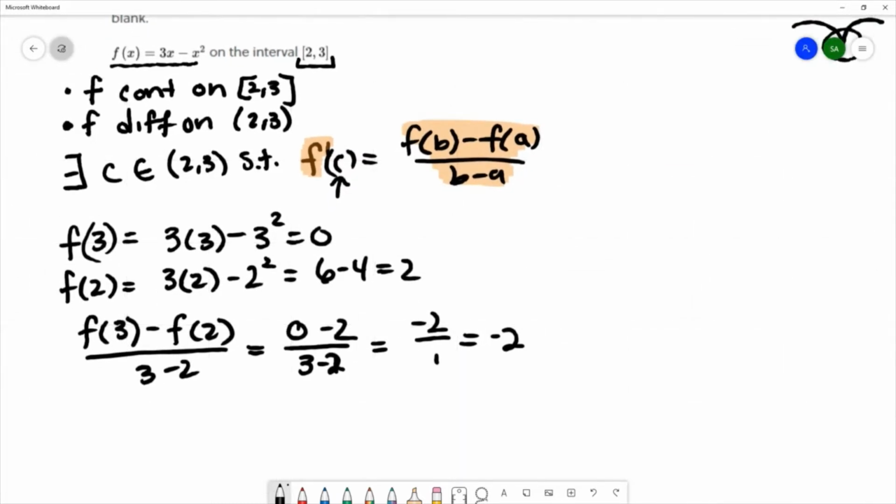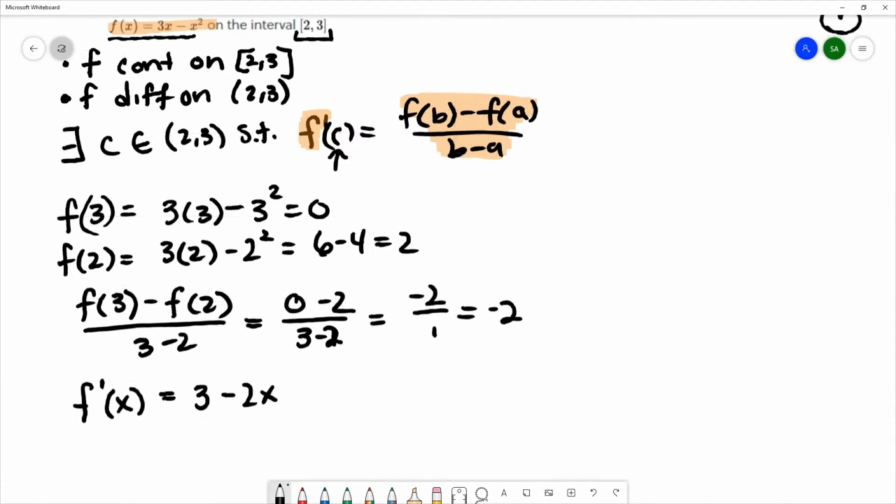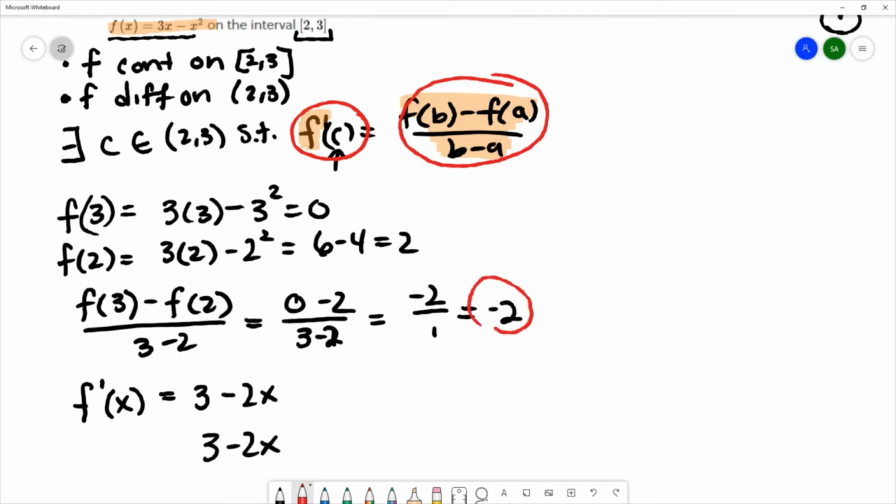So the right-hand side of our statement works out to be negative 2. And we'll start calculating the left-hand side. That's the derivative of f. Remember, our function f is 3x minus x squared. And the derivative of that will be 3 minus 2x. So then we're going to create our equation. The left-hand side of the equation is the derivative, and the right-hand side of the equation was f of b minus f of a over b minus a, and we got that to be negative 2.